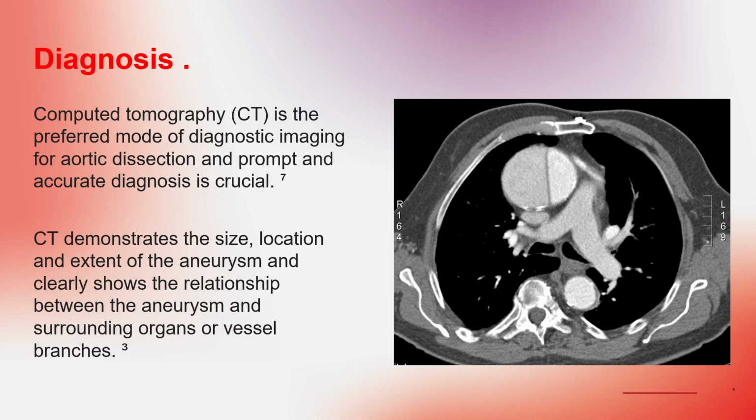Computed tomography, also known as CT, is the preferred mode of diagnostic imaging for aortic dissection, and prompt and accurate diagnosis is crucial. CT demonstrates the size, location, and extent of the aneurysm and clearly shows the relationship between the aneurysm and surrounding organs or vessel branches.